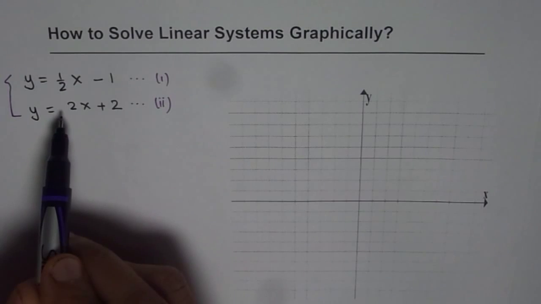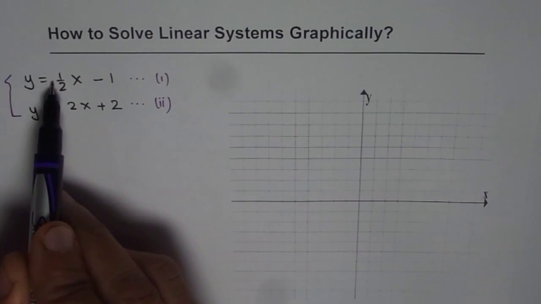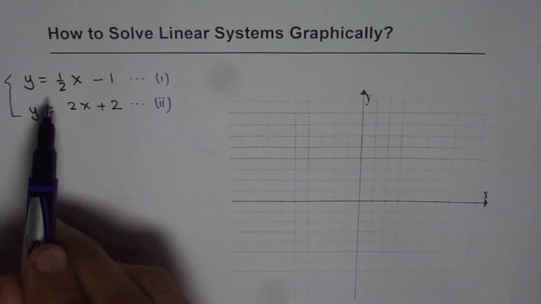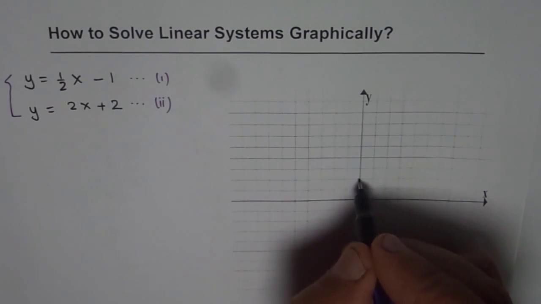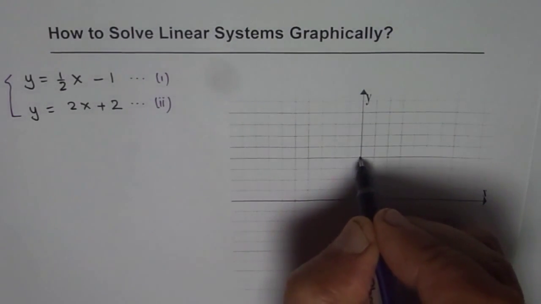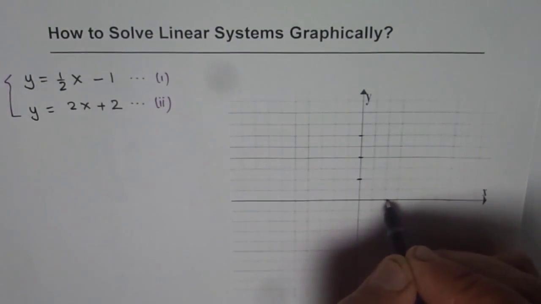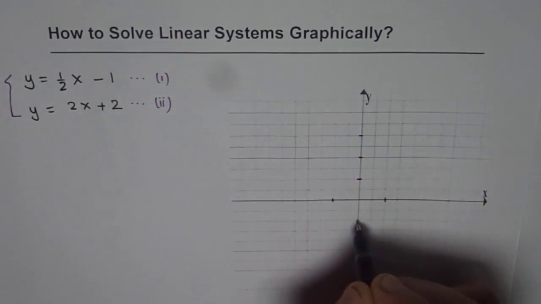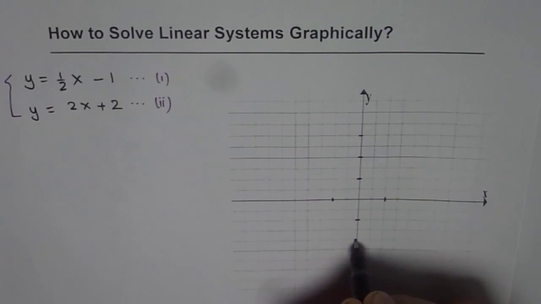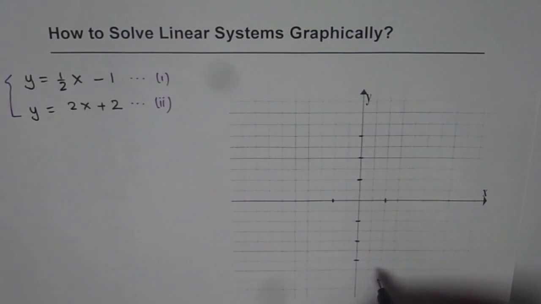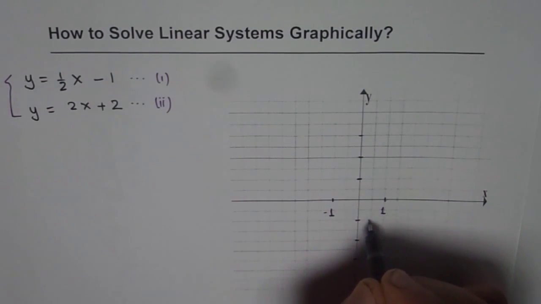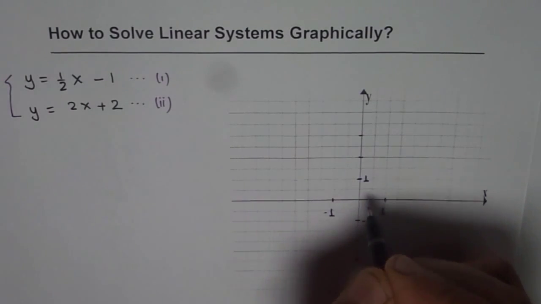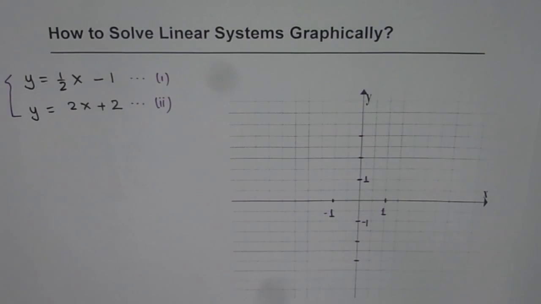So whenever fractions are involved, we should select a scale which could incorporate these fractions also. So I'll take two divisions as 1, right? If I take two divisions as 1, it becomes easier and we can get an answer which is more accurate to read. So let us say this is minus 1, that is plus 1, minus 1 and plus 1. And now we will sketch the lines.